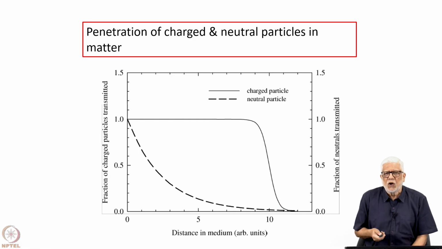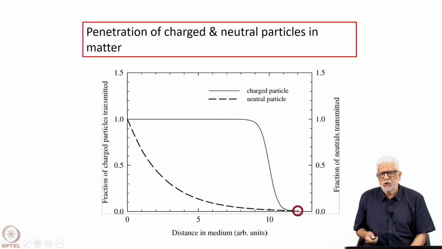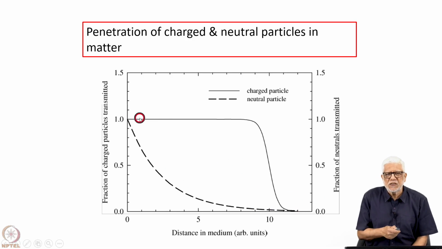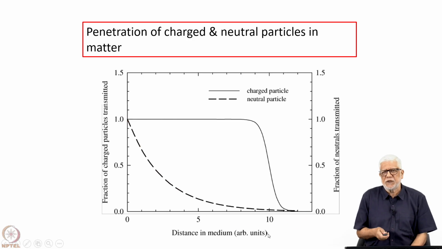Okay. On the other hand, neutral particles exhibit a probability of their interaction with atoms or nuclei of the medium, and they exhibit an exponential fall off. Strictly speaking, they never go to 0. This fraction never goes to 0. So there is this basic difference, that it goes down exponentially as a function of distance in the medium.